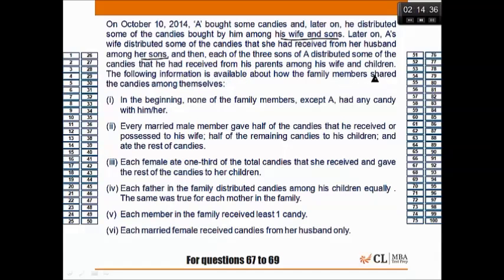The following explains how the family members share the candies among themselves. In the beginning, none of the family members except A had the candies. So A had the candies. Every male member gave half the candy that he received to his wife.